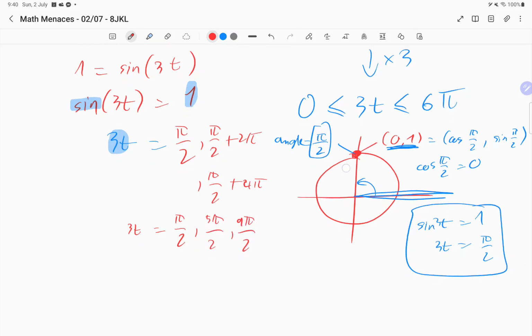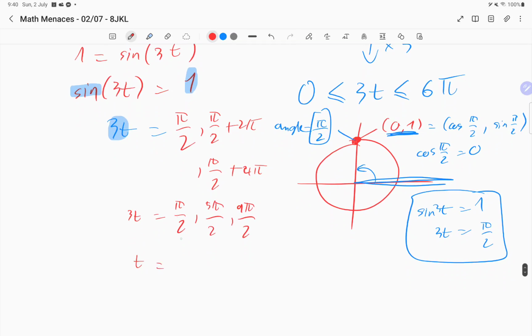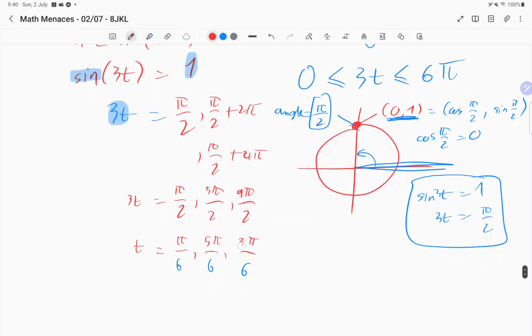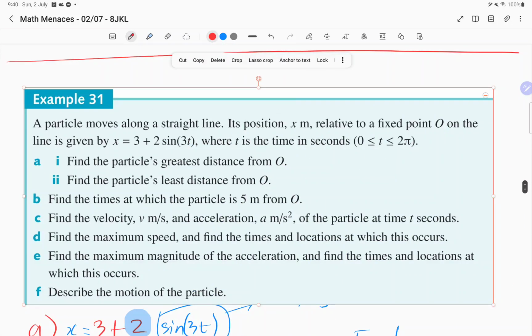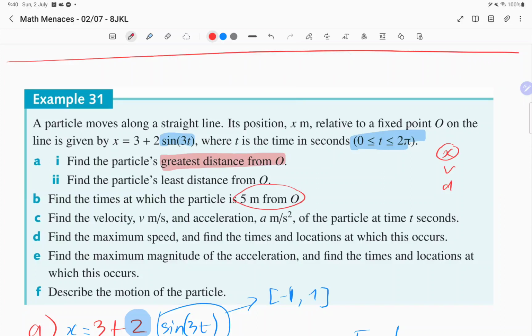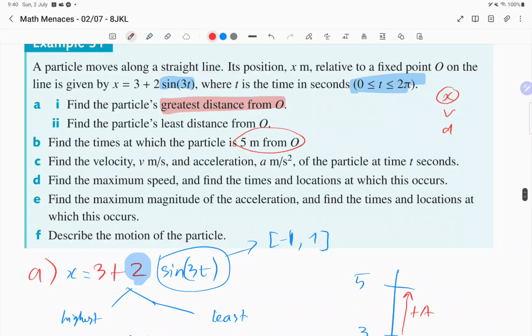And then you divide them by 3. So just multiply by 1 over 3, so just change the bottom, the top is the same. Pi, 5 pi and 9 pi, and then the bottom multiplied by 3 will be over 6. Would you change the last one so it's 3 pi on 2? Yes, you can change the last one to 3 pi on 2. So these are the times where the particle is 5 meters from, or at the greatest distance from, the origin. Beautiful. And then c is just velocity and acceleration.